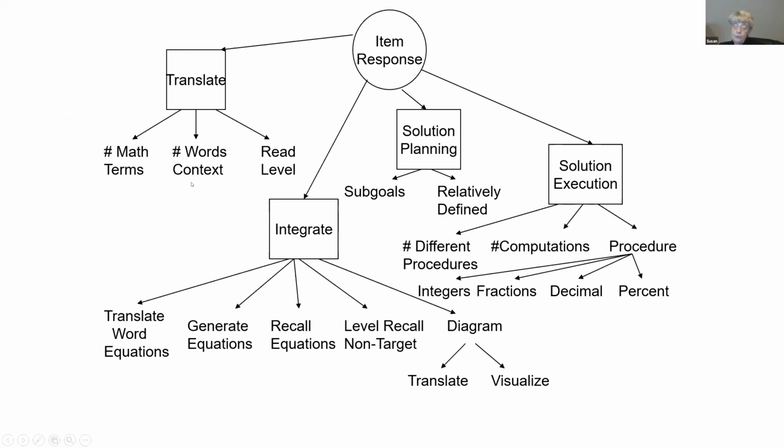So this shows you a diagram of the cognitive model. And so we have the translation part, and that has to do with math terms, number of words, reading level. The integration part, and there's several variables there. That is, translate word equations, generate equations, recall equations, etc. And we have solution planning, and then solution execution, all with different kinds of variables defining them.